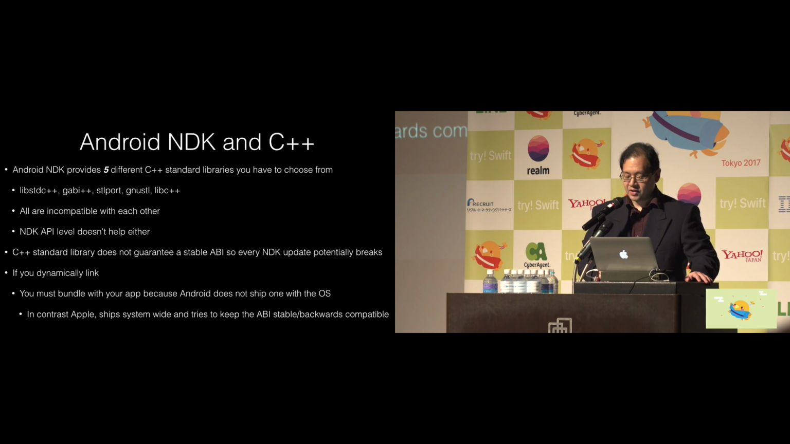The NDK provides 5 different C++ standard libraries you have to choose from. Choice is not a good thing here. All are incompatible with each other. Also, the C++ standard library does not guarantee a stable ABI, so every NDK upgrade potentially breaks things. If you use dynamic linking for your shared library of choice, you must bundle it with your app because Android does not ship a copy with the OS. This is in contrast to Apple, which ships you one to spare you this mess.